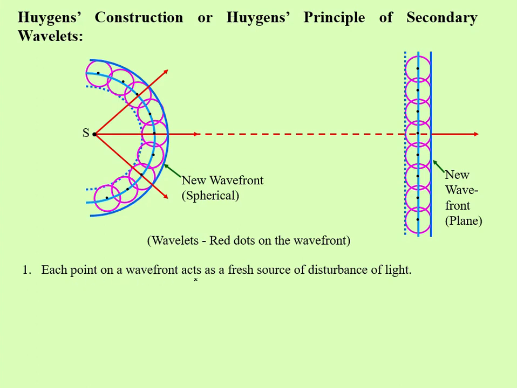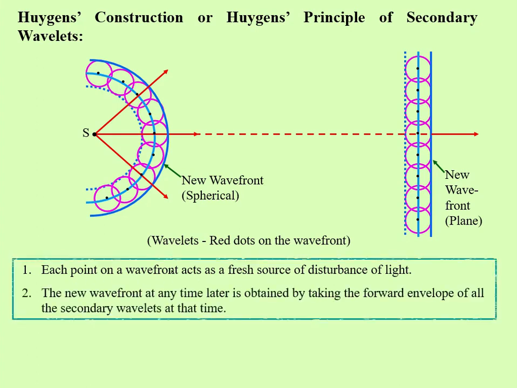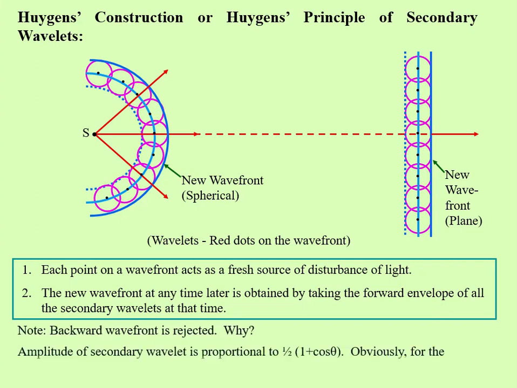Okay, every point acts as a fresh source of new wavefront, and a new wavefront at any time t is obtained by taking the forward envelope, that is the forward curvature, the forward arc in the secondary wavefront at that particular instant of time. And this is the reason why backward wavefronts are rejected. See, we have already discussed this, half into 1 plus cos theta. For the backward direction it is 180, cos 180 is minus 1, and it is 0. Okay, so this is the first theory of wave optics, that is the Huygens principle of secondary wavelets, or the Huygens theory, that is the wave theory of light, suggested around 1650.